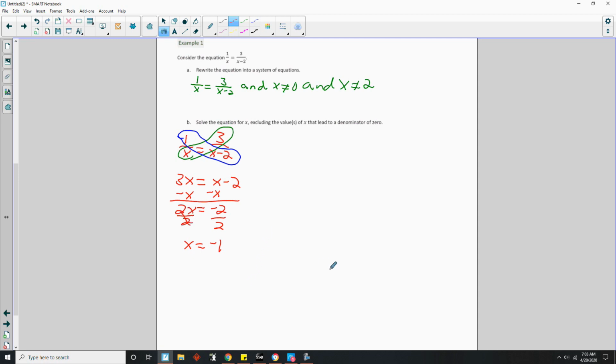Okay, so the solution to this is x equals negative 1, and x cannot equal 0, and x cannot equal 2. The solution set is just simply negative 1. You don't list what x can't be in your solution set.